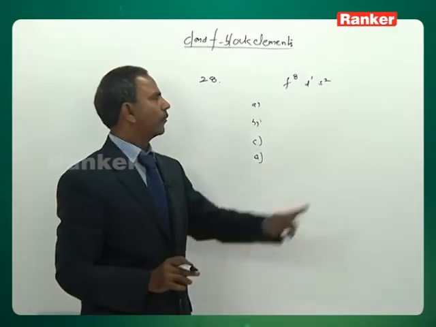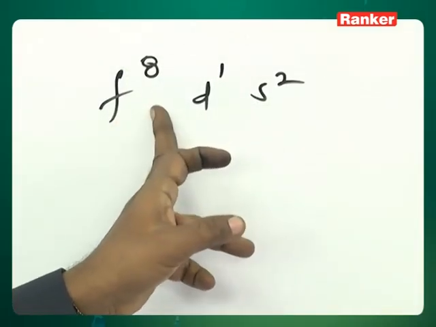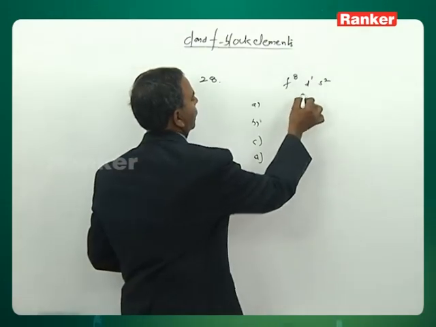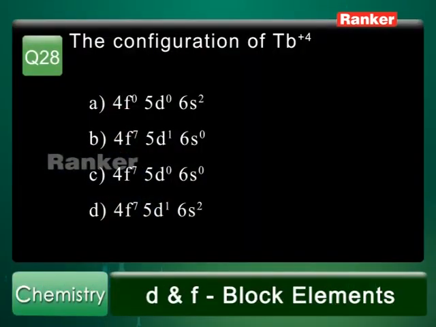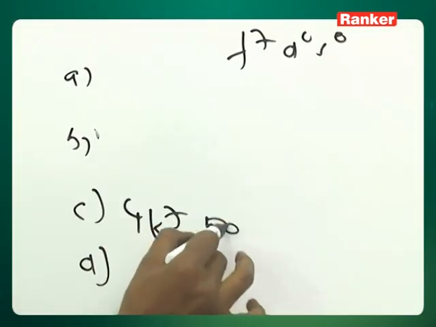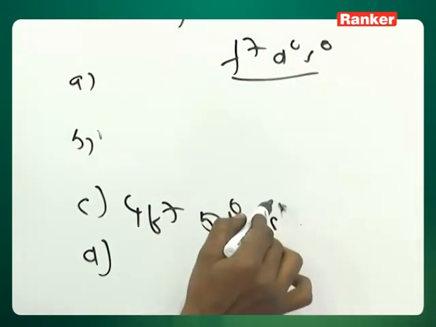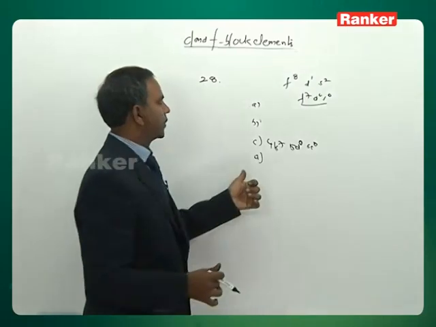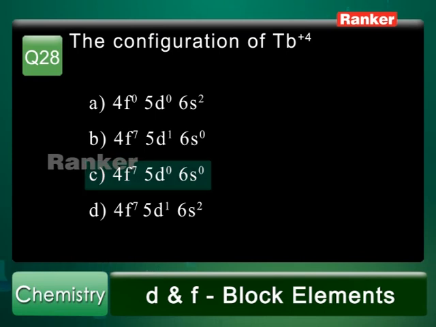How many electrons are lost? 4. 2 from s, 1 from d, and 1 from f. Therefore, the configuration should be 4f7, 5d0, 6s0. Coming to the options: A, f0 d0, no. Option B is given as f7, d1, s0. Option C is 4f7, 5d0, 6s0. So option C is correct. Here the answer is C for question number 28.